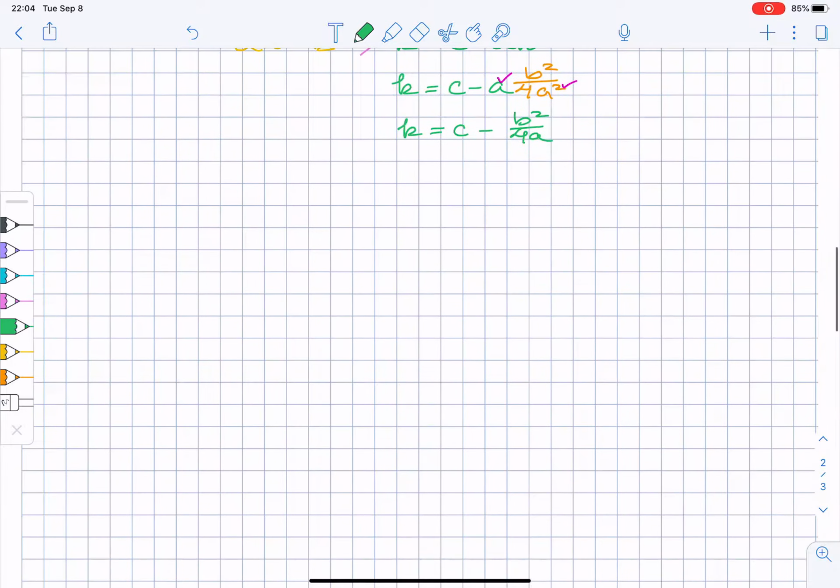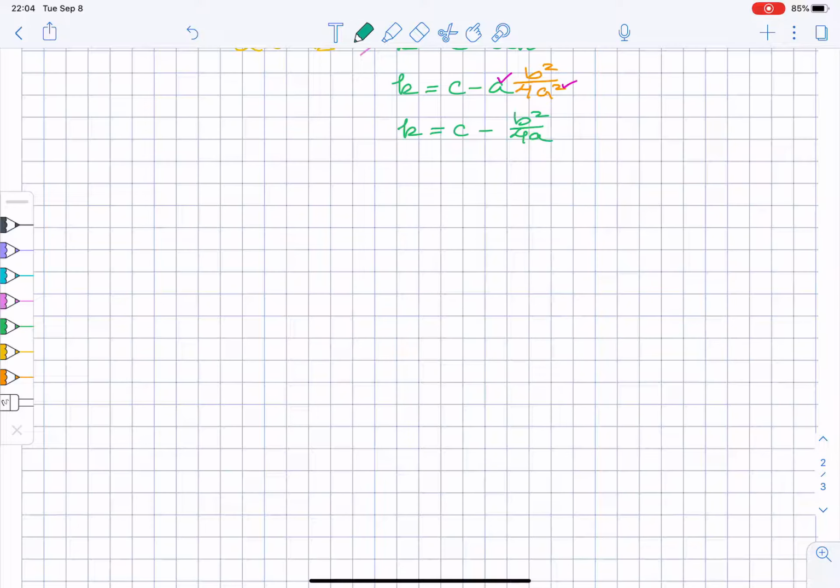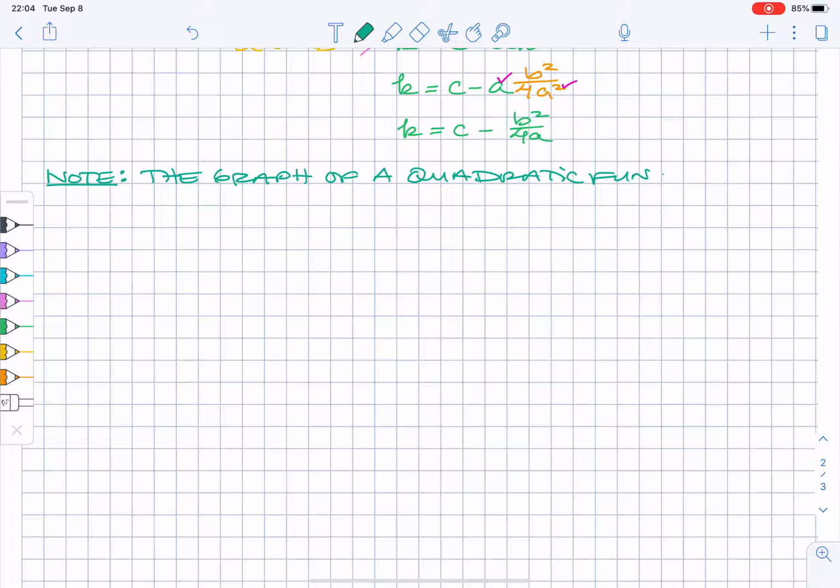Okay, so let's note that the graph of a quadratic function is called a parabola.